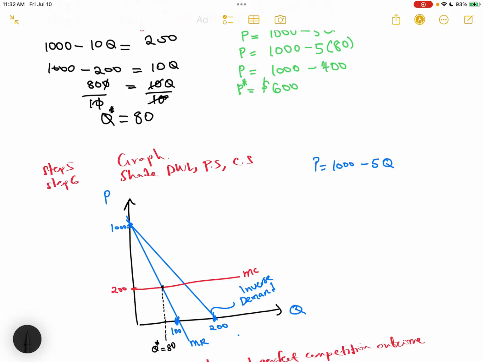Now we can project that intersection up to touch the demand curve and read that off the price axis, such that that is exactly where our P star equals $600.